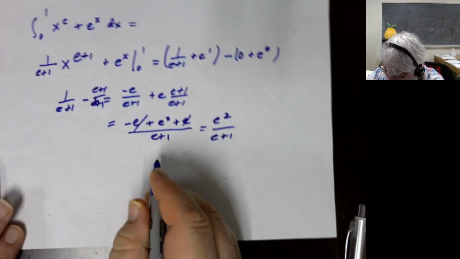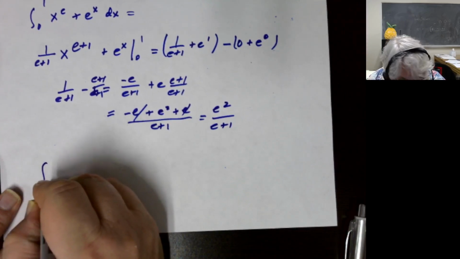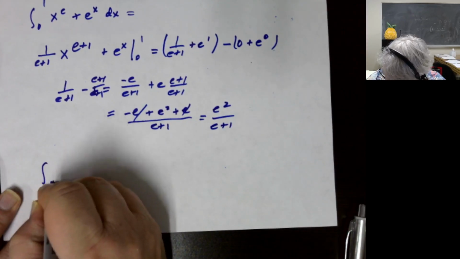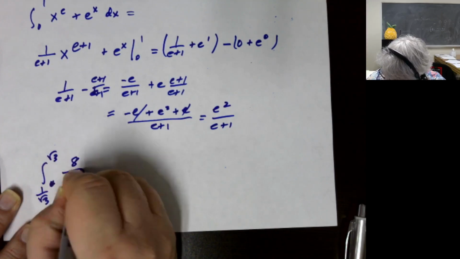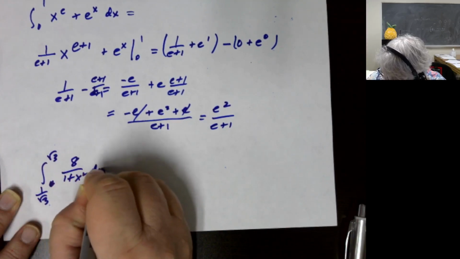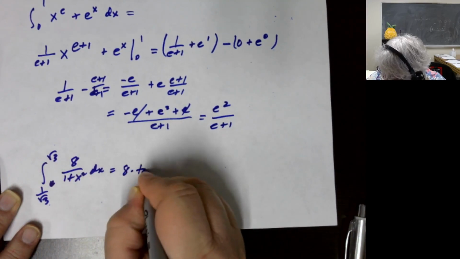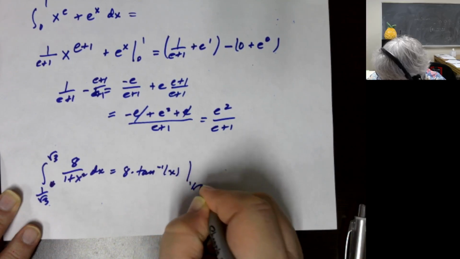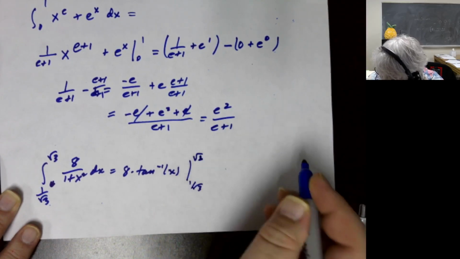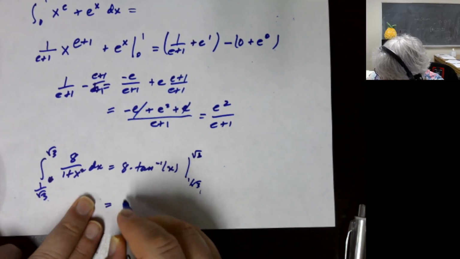The last one was the integral from 1 over the square root of 3 to the square root of 3 of 8 over 1 plus x squared. And if you look at our handout, you'll see that that's 8 times the inverse tangent of x, and that's running from 1 over the square root of 3 to the square root of 3. And so I think I'm just going to stop here.